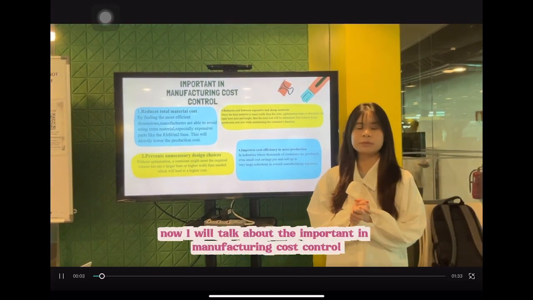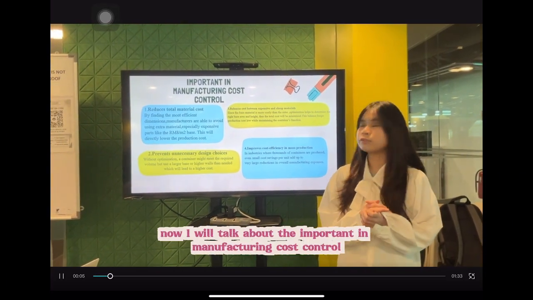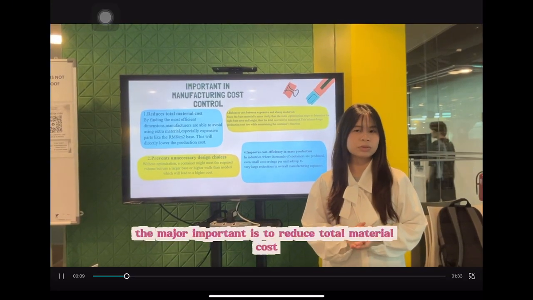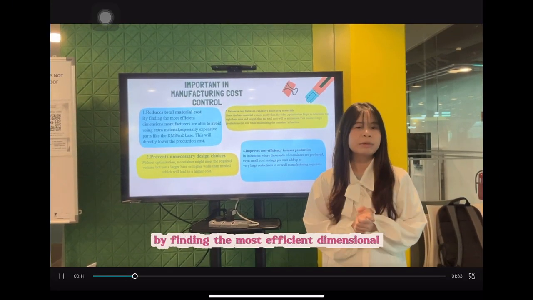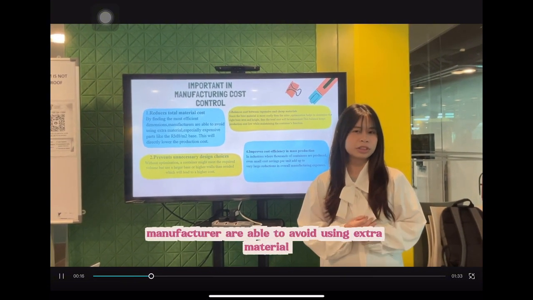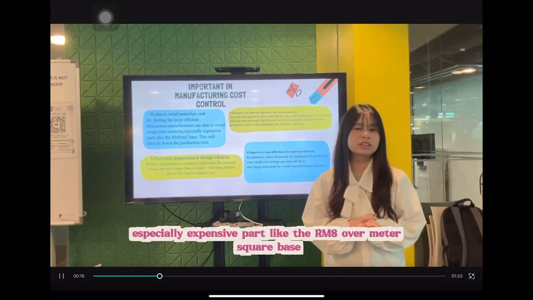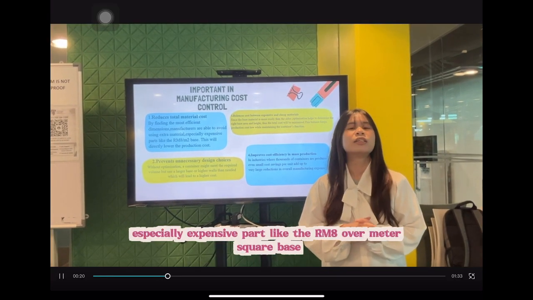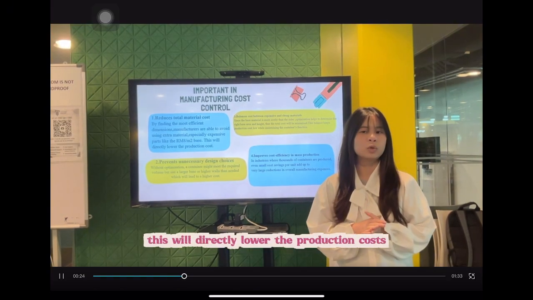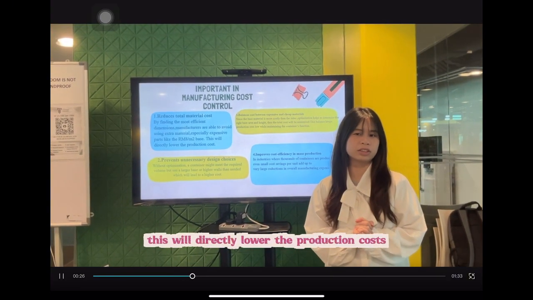Now I will talk about the importance in manufacturing cost control. First and foremost, the major importance is to reduce total material cost. By finding the most efficient dimensions, manufacturers are able to avoid using extra material, especially expensive parts like the iron base at RM8 per meter square. This will directly lower the production costs.